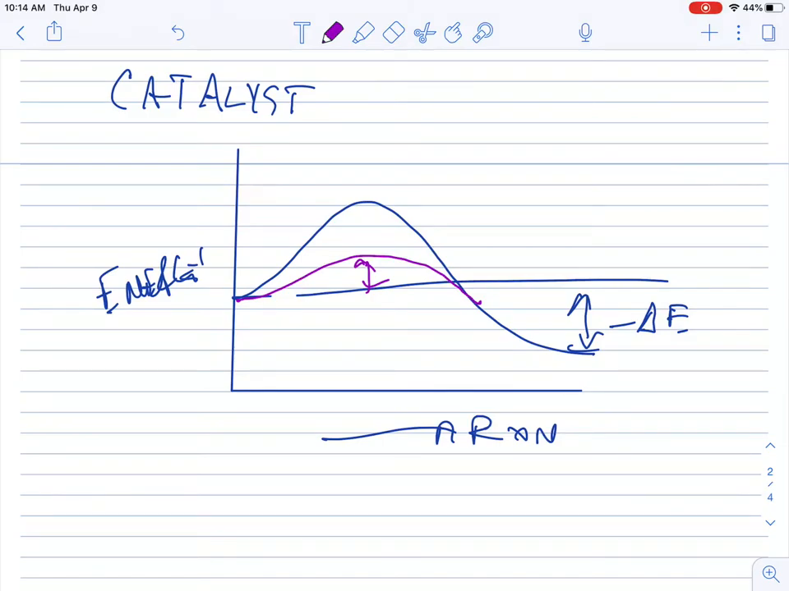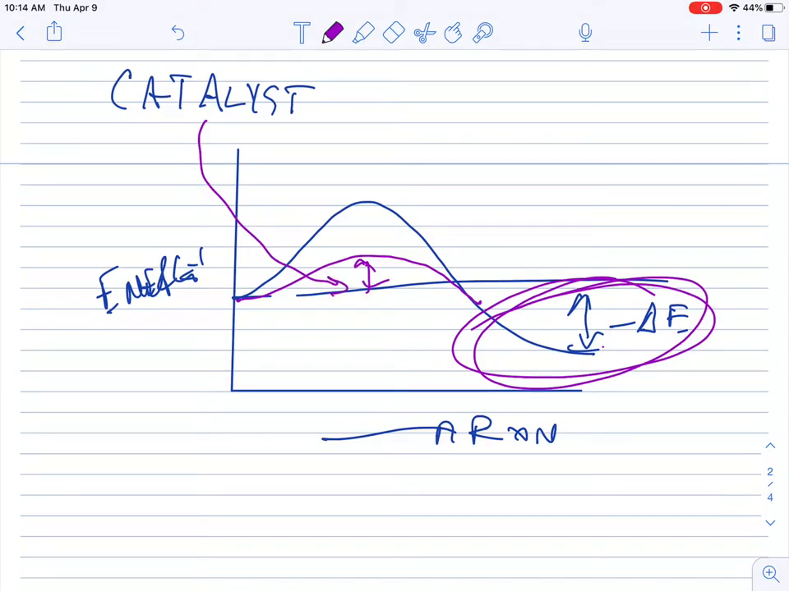Now, here's what's important about catalyzed reactions. Notice that it does not change my overall delta E, okay? It doesn't change delta E. All the catalyzed reaction does is that it lowers the activation energy, provides a new pathway. So that's going to be huge.